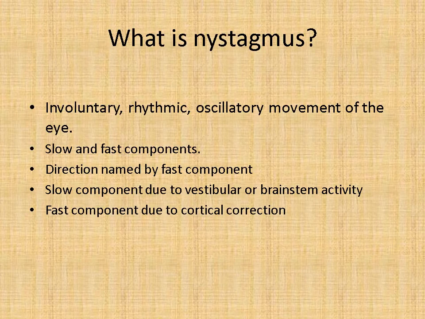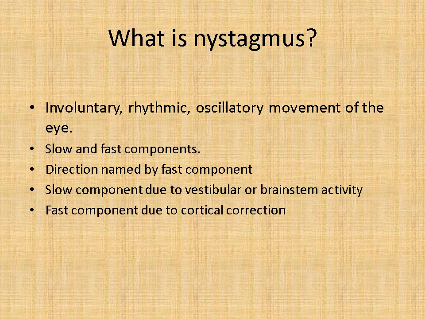Okay, so we mentioned that true vertigo means there is spinning, and I will record nystagmus. What is nystagmus? Nystagmus is defined as involuntary, rhythmic, oscillatory movements of the eye. It has two components, slow phase and fast phase, or slow component and fast component. The slow component is due to vestibular or brainstem activity or abnormality, whereas the fast component is the corrective phase, the cortical correction, in which the eye is correcting itself back to the correct position.